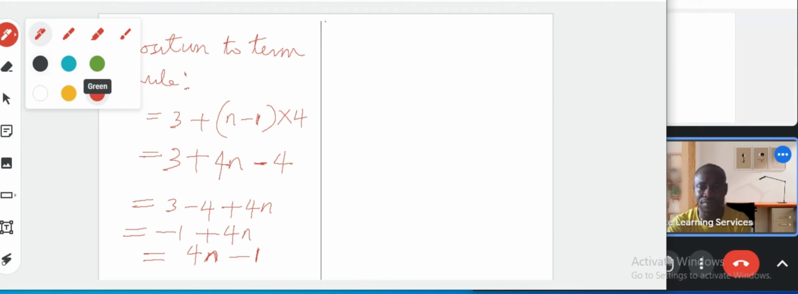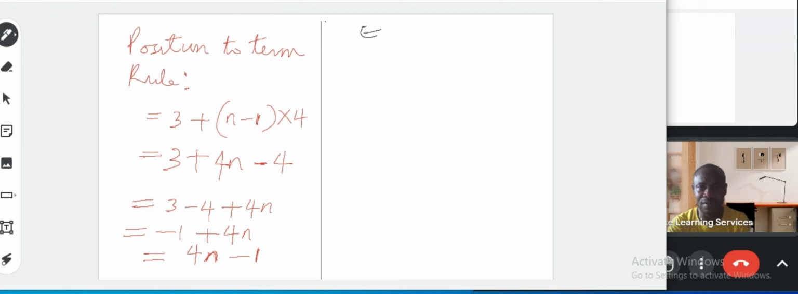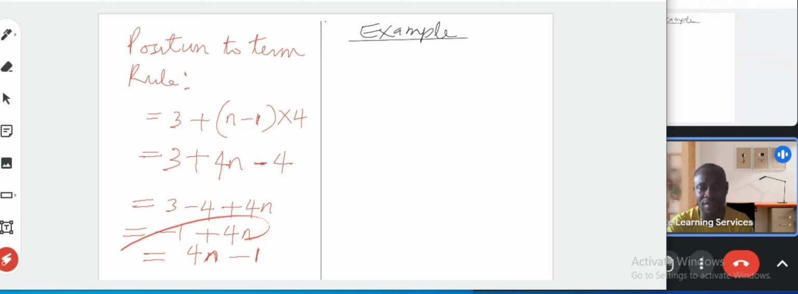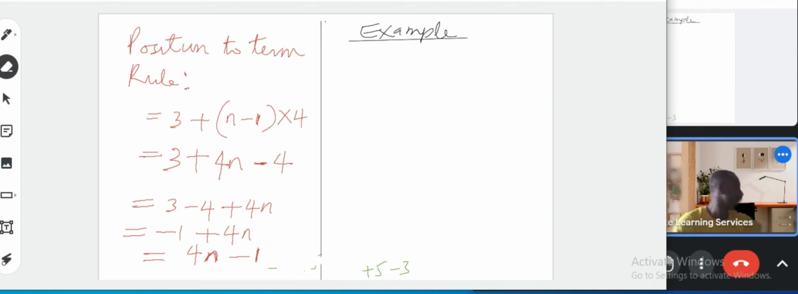Did you see that? I need you to do another example. Wait, I have a question. Go ahead. Why did the 4 and 4n switch? No, it doesn't matter. You don't have to switch it. It's just another way of writing it. If I wrote minus 1 plus 4n, you can write it as 4n minus 1. It's the same thing. For instance, if you had minus 3 plus 5, it's the same thing as writing plus 5 minus 3. You get the same answer. I didn't switch anything. It's just a neater way of writing it, okay?